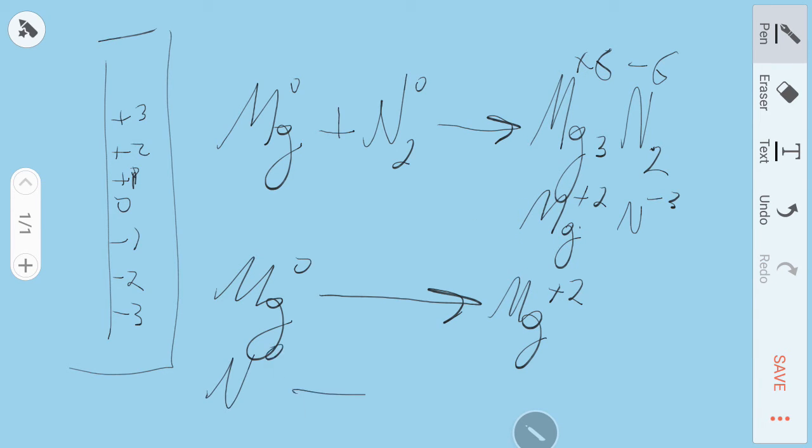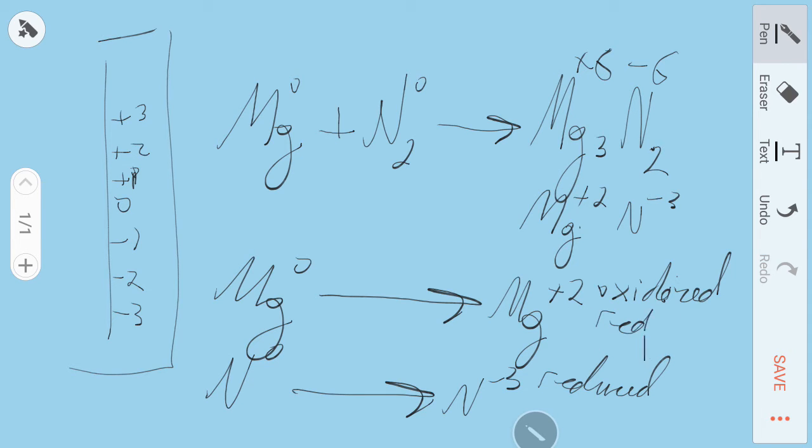Nitrogen went from 0 to -3. Magnesium lost electrons and became more positive, so it was oxidized. And nitrogen was reduced. By now we should know that if something is oxidized, it must be the reducing agent. And if something's reduced, that means it's the oxidizing agent. Fantastic.